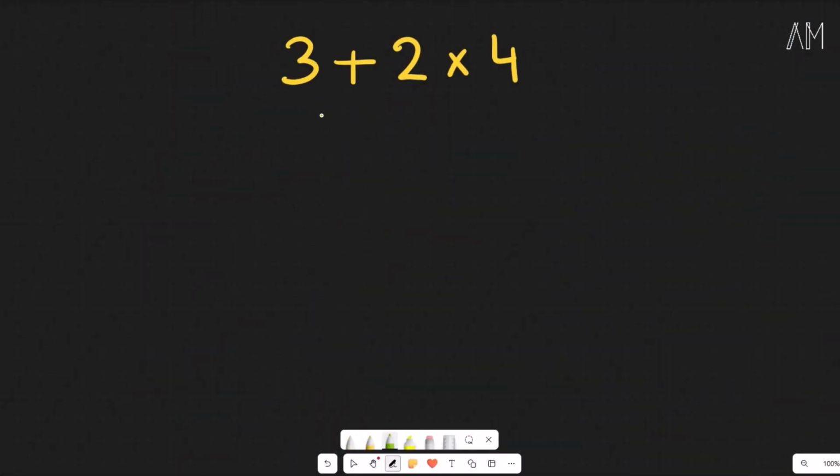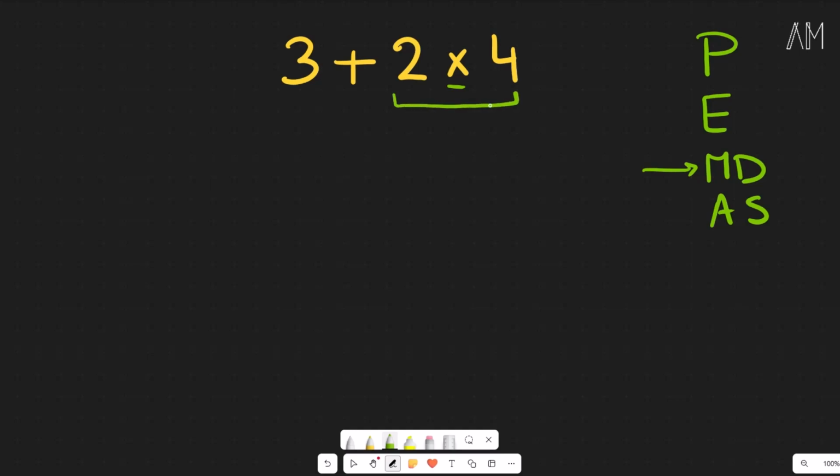In here, we have addition and multiplication, so two different operations. Which one should I do first? Oh, let's remember PEMDAS. P, parentheses, then exponents, multiplication and division, then addition and subtraction. So in this case, we have multiplication, which is in the higher level than addition and subtraction, so I'm going to start with multiplication first. So 3 plus 2 times 4, that's 8. And I'm left with addition, which is, in this case, 11. And that's how we do it.